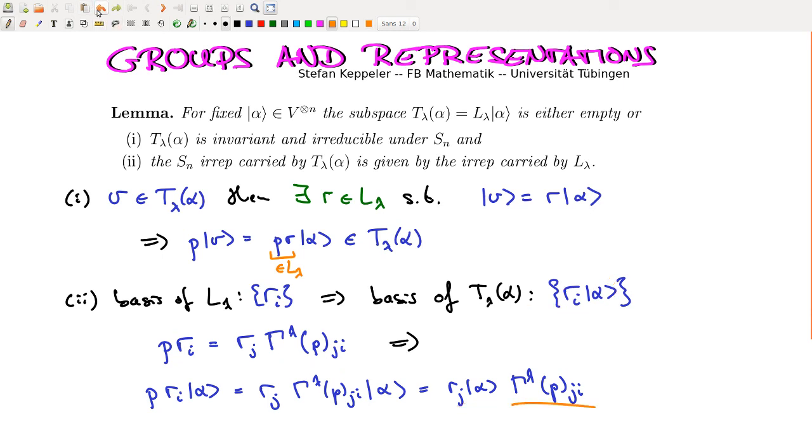So this T lambda alpha really carries the same representation as L lambda, but L lambda is a minimal left ideal generated by a primitive idempotent, the Young operator. So it's a minimal left ideal, and as such it carries an irreducible representation, and this is how we show irreducibility here.